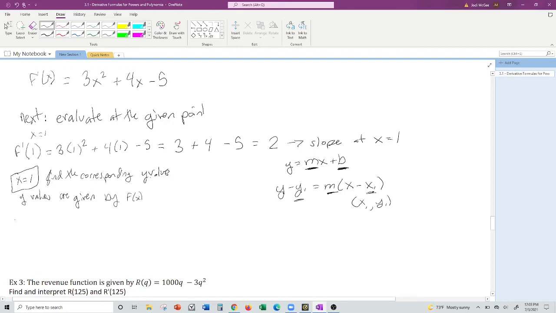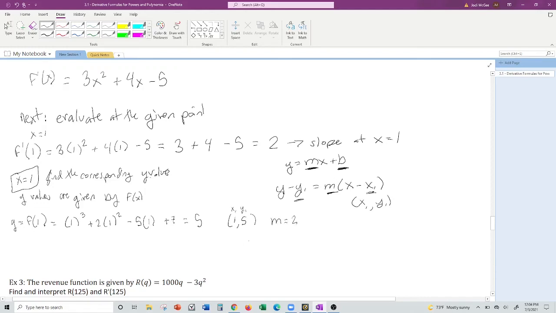So if we plug x is equal to 1 into our original function, we're going to get our corresponding y value. So we have y is equal to the original function evaluated at 1, which is 1 cubed plus 2 times 1 squared minus 5 times 1 plus 7. So this comes out to be 5. So we have our point 1 and 5, our x1, y1. We have our slope is 2.